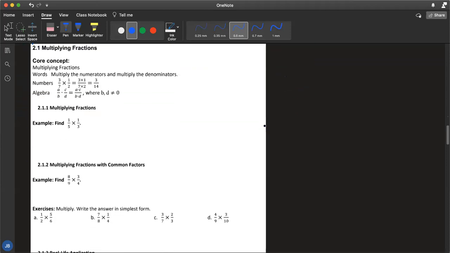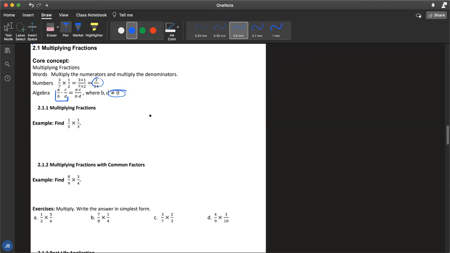All right, so now we're going to look at multiplying fractions. I'm going to go kind of quick through this because it's pretty simple. The core concept is multiplying fractions: multiply the numerators and multiply the denominators. As you can see here, when we have 3 over 7 times 1 over 2, we do 3 times 1 on the top and 7 times 2 on the bottom to get 3 over 14. The algebraic expression is A over B times C over D, where we get A times C over B times D. B and D cannot be 0, because if we have 0 on the bottom, it is not a fraction. It would be an unknown number.